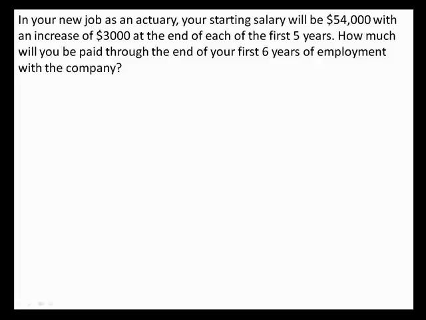In your new job as an actuary, your starting salary will be $54,000 with an increase of $3,000 at the end of each of the first 5 years. How much will you be paid through the end of your first 6 years of employment with the company? Use the formula a sub n is equal to a sub 1 plus the quantity n minus 1 times d. Let $54,000 equal a sub 1 and $3,000 equal d, and substitute them into the equation.